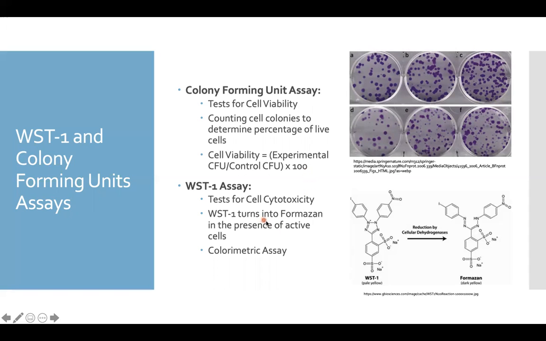The WST1 assay tests for cell cytotoxicity. This assay is done by adding WST1 to cells after exposing them to the chosen supplement. In the presence of active cells, WST1 will form into formazan, as seen in the reaction to the right. This is a colorimetric assay because there is a color change from pale yellow to dark yellow. The more formazan that is produced, the better, because that correlates to more living cells and an antioxidant that is healthy for your cells.